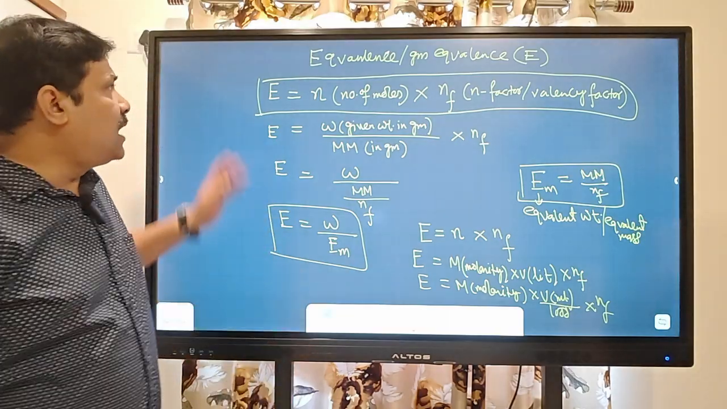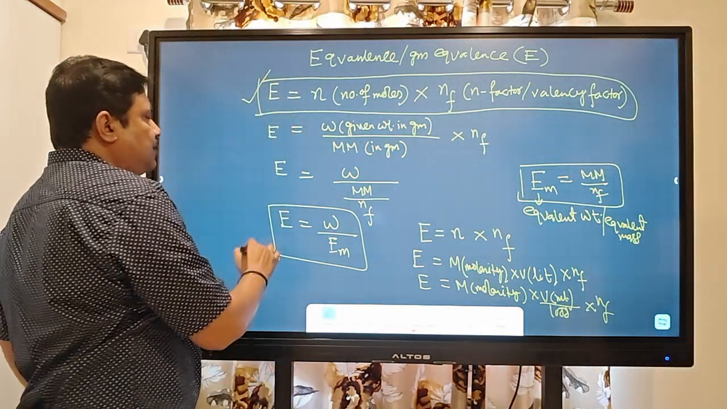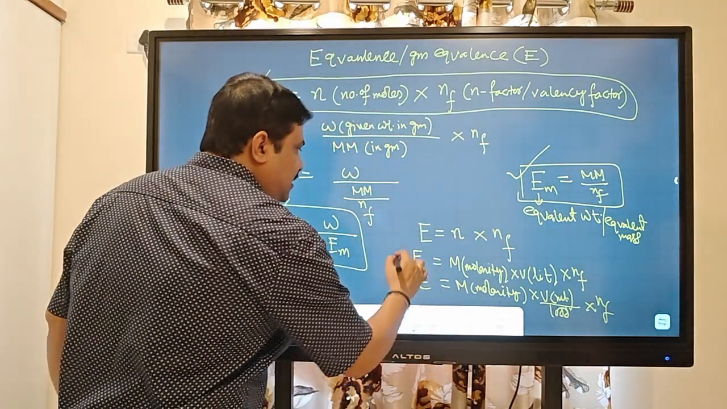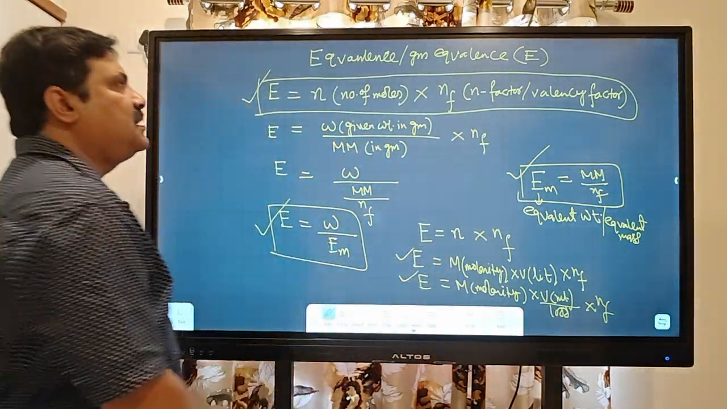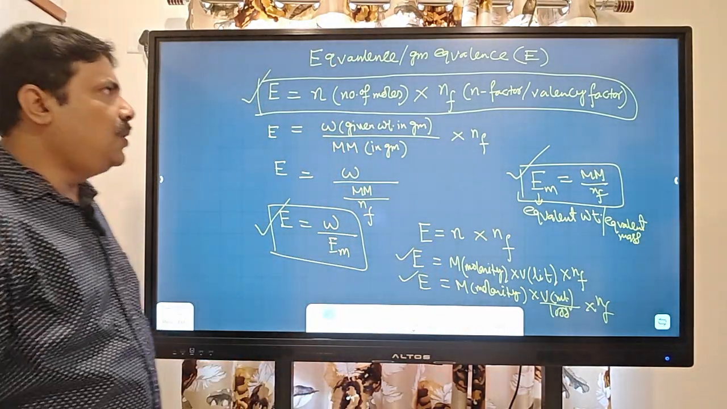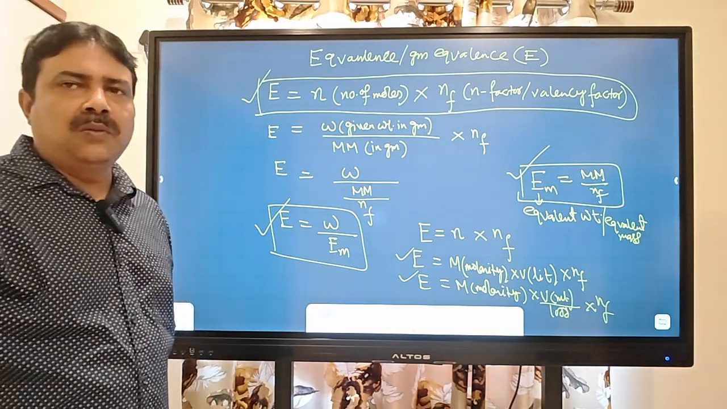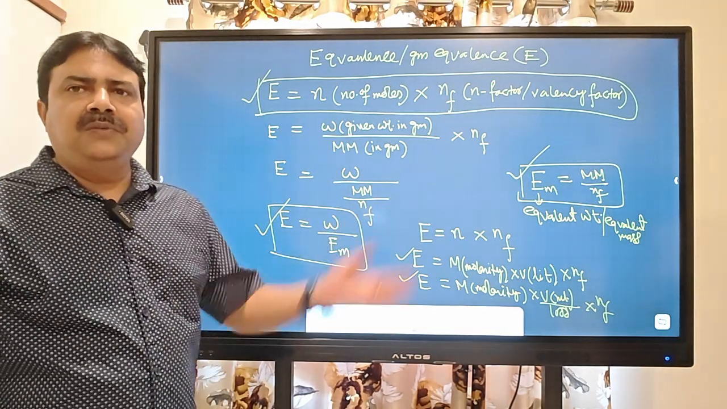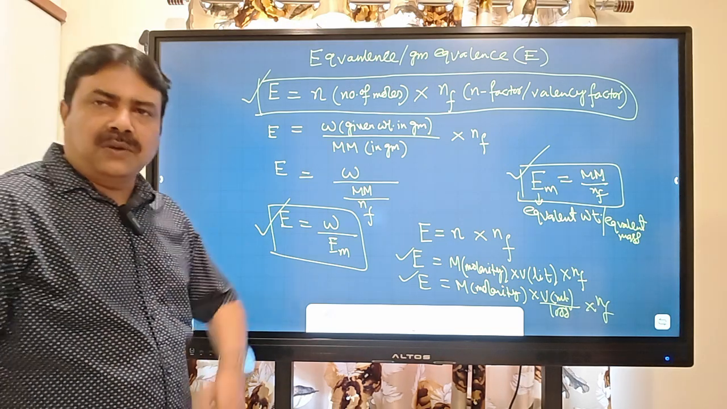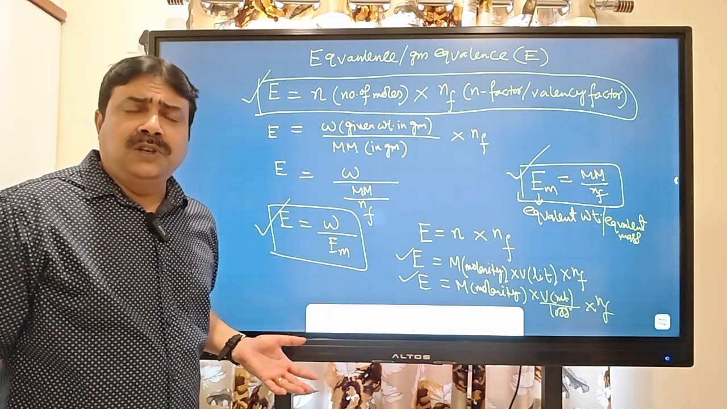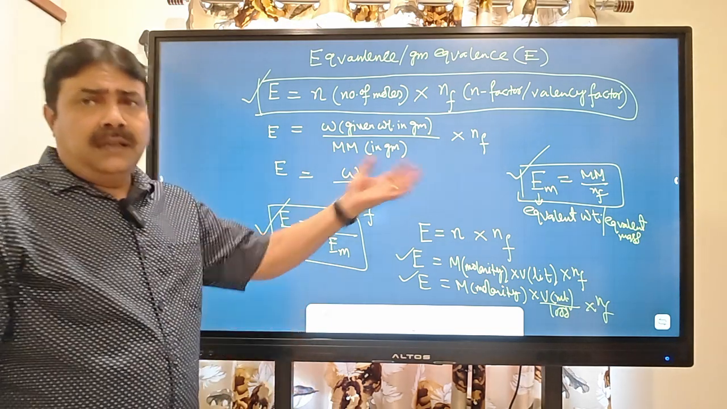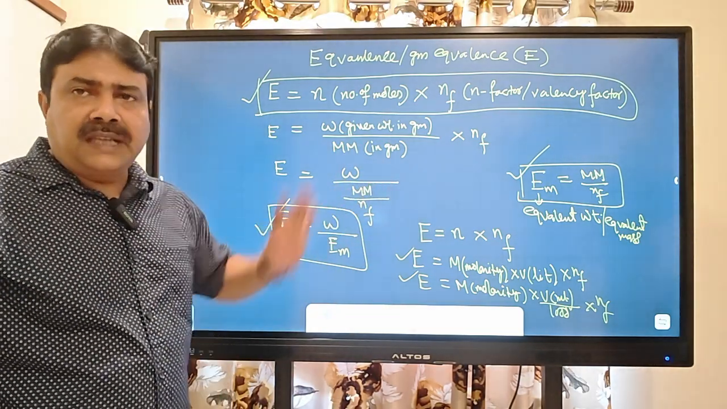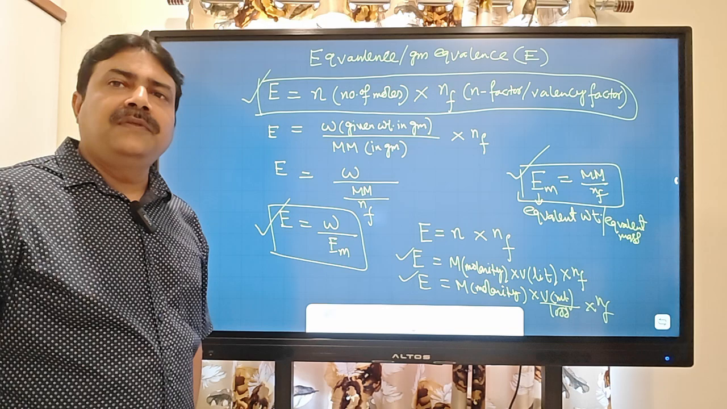That means what are the important things for equivalence? This one, and these two, we will utilize in several places. That means we need to know equivalence will be equal to number of moles of the substance into n factor or valency factor. Again, equivalence will be equal to given weight by equivalent mass. That way also I can write it down, whenever required. Again, equivalent mass or equivalent weight will be equal to molar mass by n factor.